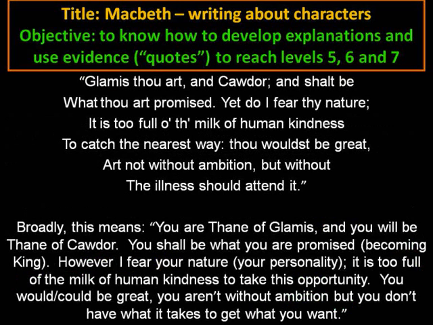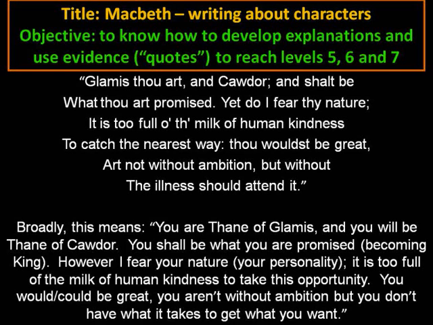So let's have a look at Act 1, Scene 5. This is where we first meet Lady Macbeth. She's busy reading a letter from Macbeth, which tells the story of his encounter with the witches. Upon finding out he's to become king, Lady Macbeth's ambition and knowledge of her husband is made clear in her first speech. "Glamis thou art, and Cawdor, and shalt be what thou art promised. Yet I do fear thy nature. It is too full of the milk of human kindness to catch the nearest way. Thou wouldst be great, art not without ambition, but without the illness should attend it."